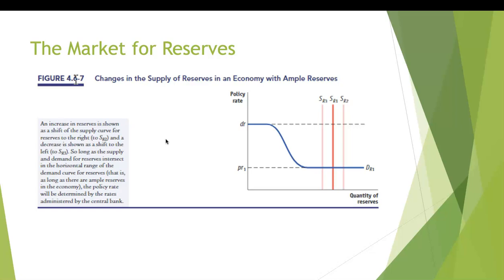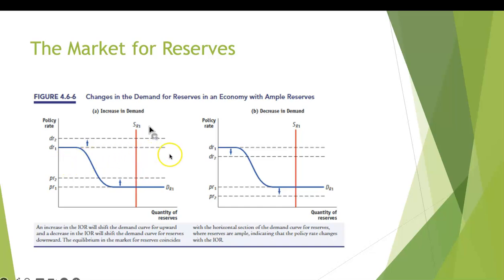So let's take a look at what happens if the Federal Reserve actually wants to implement monetary policy in this type of ample reserves environment. They would thus just shift the policy rate, or interest on reserves. So we're looking at figure 4.66, and we're going to go all the way to the left side where it says increase in demand. In this case, we increase the policy rate. Why would the Fed increase the policy rate? Because they want to fight inflation. They want to slow down the economy, so they're going to increase the policy rate. Now that's going to cause the demand for reserves to shift up.